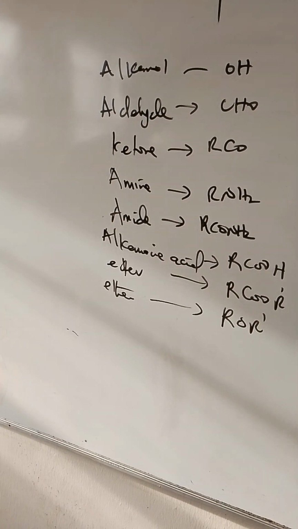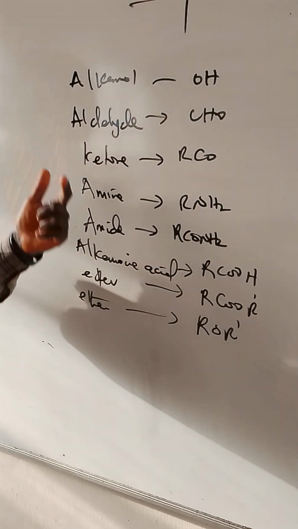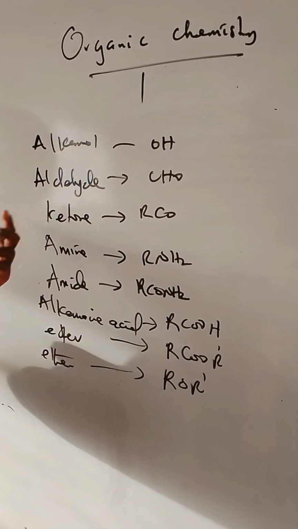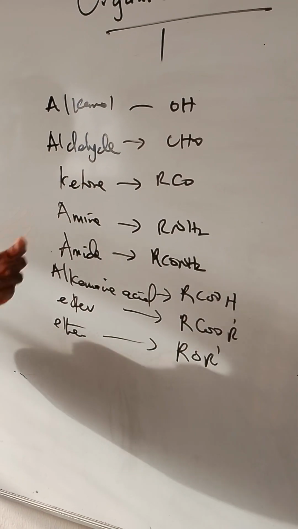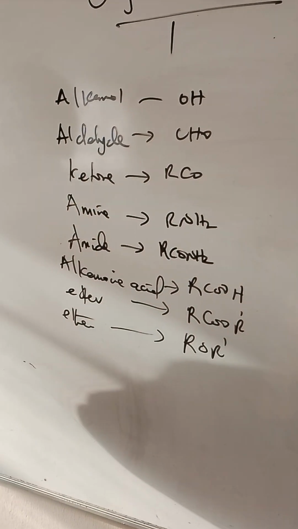We have the various specific functional groups. We have the alkanol, and the functional group is OH. We have the aldehyde, the functional group is CHO. We have the ketones, the functional group is RCO.